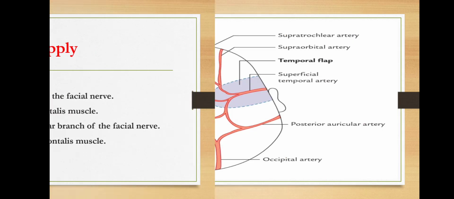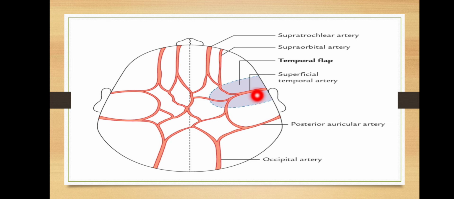Okay, next, arterial supply. So please pay attention towards the diagram. There are 5 major arteries which are supplying the scalp. So these are the 5 major arteries which are supplying the scalp. It is the auricle. So 3 arteries lie in front of the auricle and the 2 arteries will lie behind the auricle.